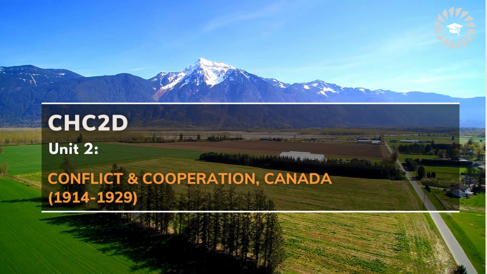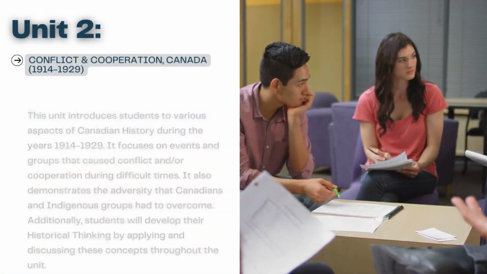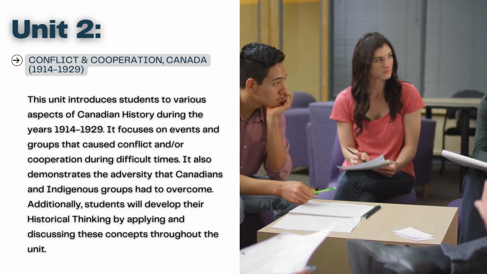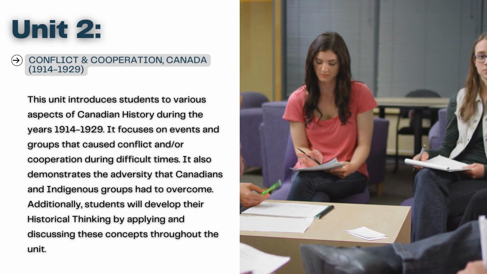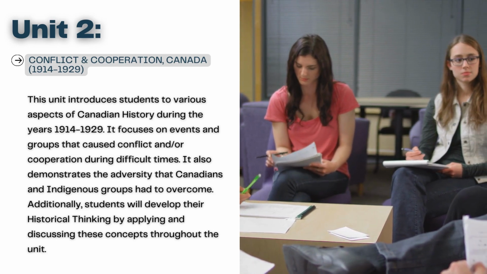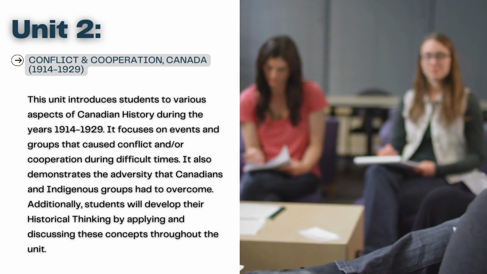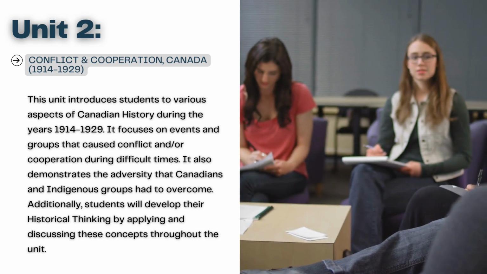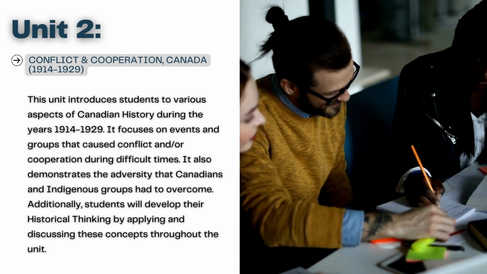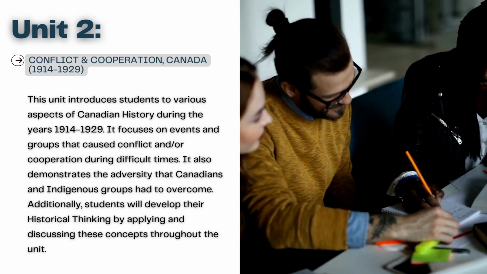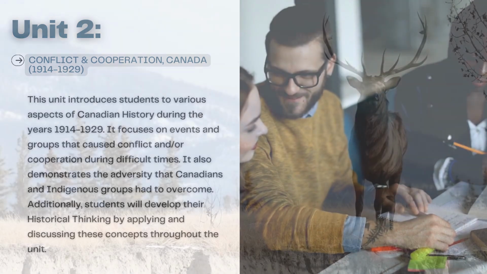Unit 2, Conflict and Cooperation in Canada, 1914 to 1929. This unit introduces students to various aspects of Canadian history during the years 1914 to 1929. It focuses on events and groups that caused conflict and/or cooperation during difficult times. It also demonstrates the adversity that Canadians and Indigenous groups had to overcome. Additionally, students will develop their historical thinking by applying and discussing these concepts throughout the unit.